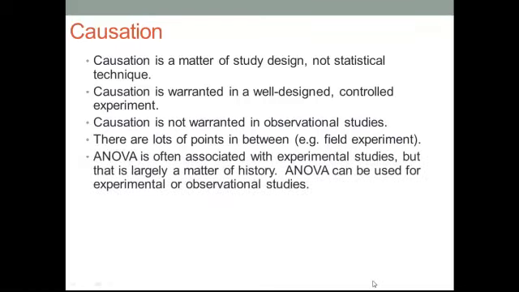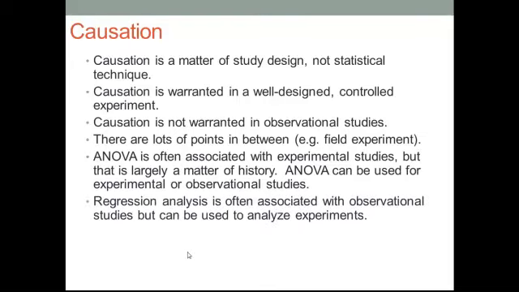Well, anyway, as I said a moment ago, ANOVA is often associated with experimental studies, but that's really a matter of history more than anything else. Bottom line, ANOVA can be used for experimental or observational studies, for that matter. Regression analysis, which we've done a little bit with already, that's just when we have correlation coefficients and then y equals a plus bx kind of things. Those are linear regression analysis. Those are often associated with observational studies, but those can also be used to analyze experiments.